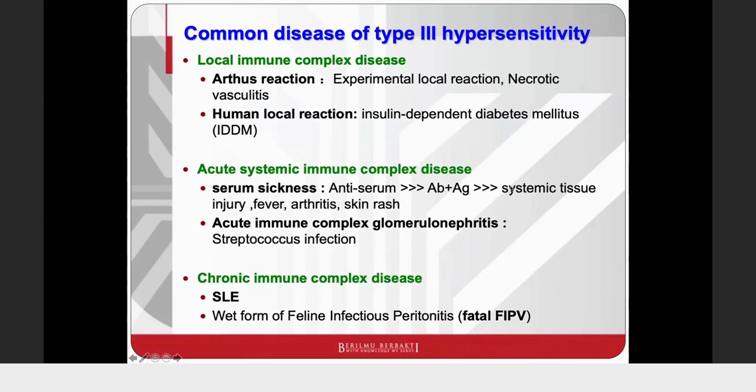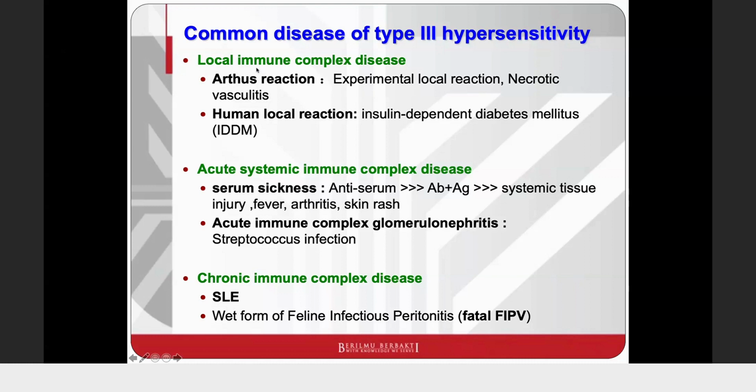So what are the common diseases of type 3 hypersensitivity? We have local immune complex diseases versus systemic immune complex diseases. These are all acute, meaning that once the antigen is cleared, the reaction is stopped, versus chronic immune complex diseases, for example lupus, which I mentioned just now, and also FIP, because the antigen is there all the time, so that's why it causes a chronic reaction.